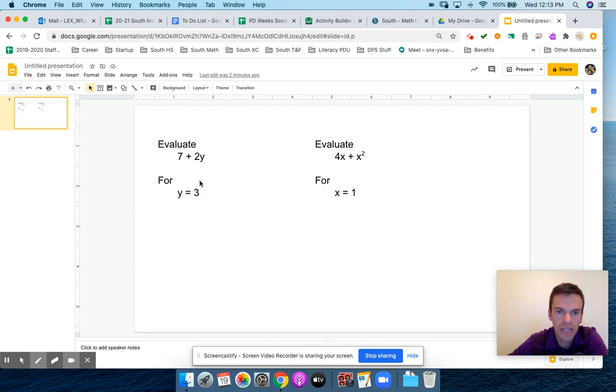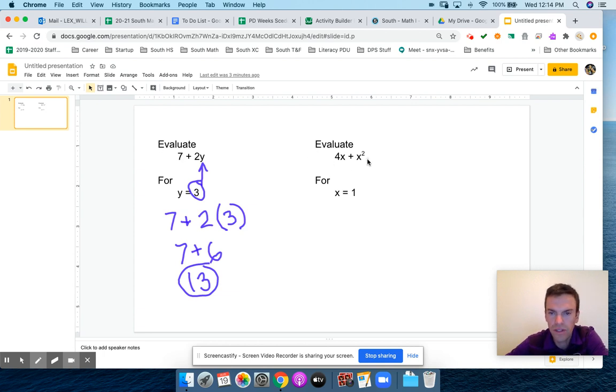So all we do is we take this value right here and plug it in for y. So this becomes 7 plus 2 times 3. And then we're going to do the multiplication first. So 2 times 3 is 6. And then we're just doing 7 plus 6. So this expression, when we plug in 3 for y, becomes 13. And that's our answer. Okay, so I'll circle that.